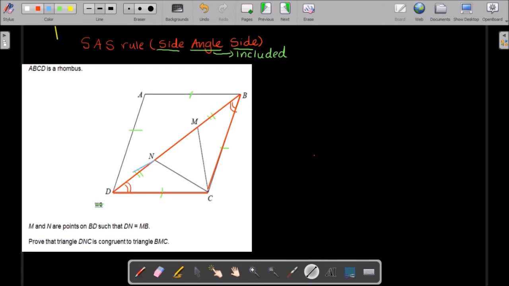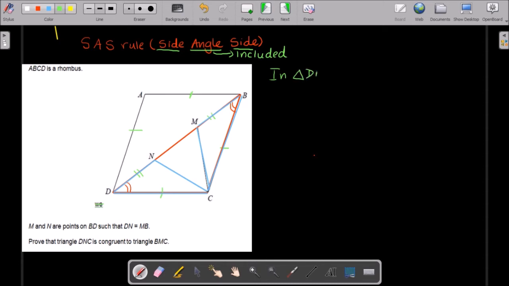But the question is asking us to prove the two blue triangles are equal. So this one and this one. So we're going to get started in the same way. We first start off with our opening statement.